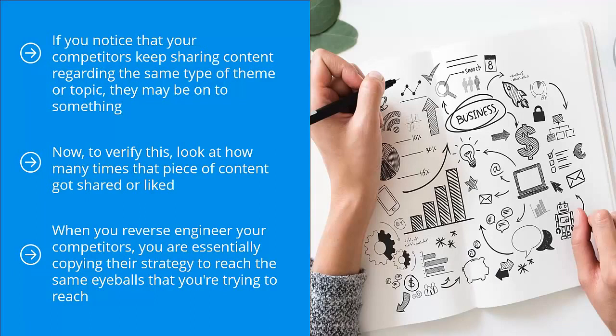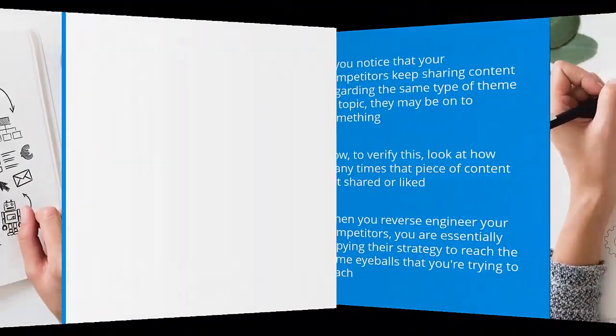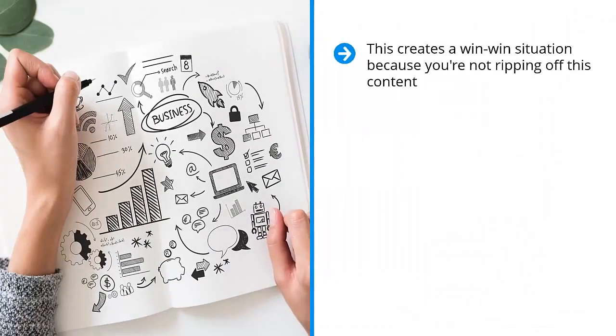When you reverse engineer your competitors, you are essentially copying their strategy to reach the same eyeballs that you're trying to reach. This also applies to content curation, where you take content that is published by other people and you promote it on your social media platform. This creates a win-win situation because you're not ripping off this content. You are copying the content's link, including a short commentary, and allowing people to click on the link. The publishers of this content get traffic.